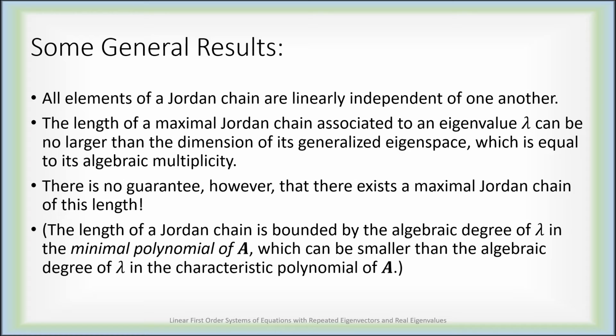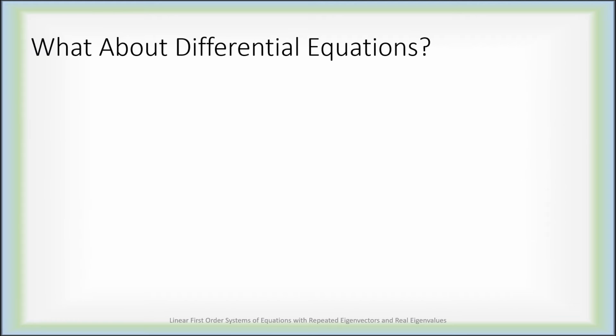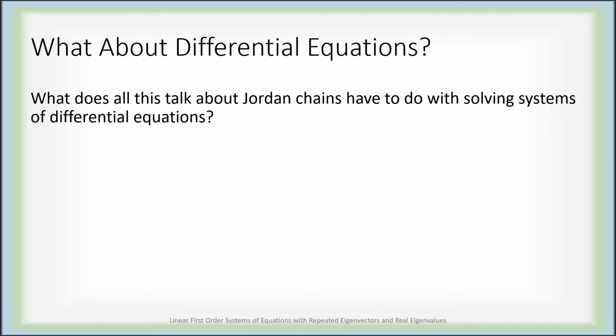What it is bounded by more specifically is the degree of lambda in what's called the minimal polynomial of A, not the characteristic polynomial. The minimal polynomial is something else. We're not going to get into it. The only thing that's important is that the algebraic degree of lambda in the minimal polynomial of the matrix A is less than or equal to its algebraic multiplicity in the characteristic polynomial of A. Okay, we've done a bunch of talking about Jordan chains, backwards generated Jordan chains, generalized eigenvectors.